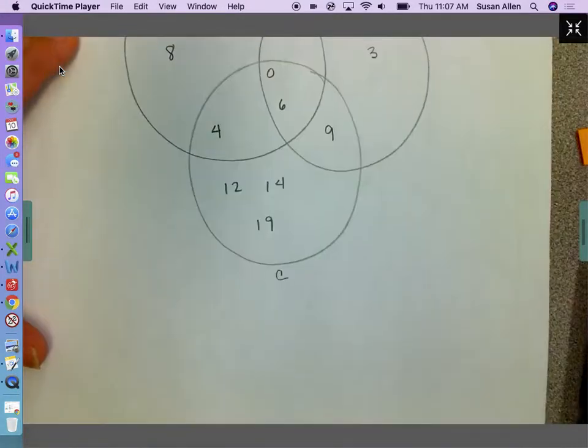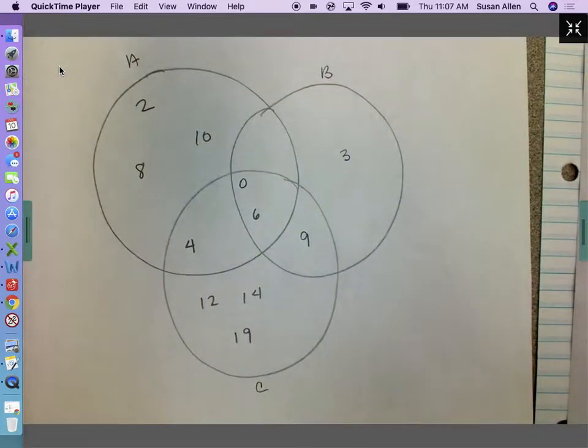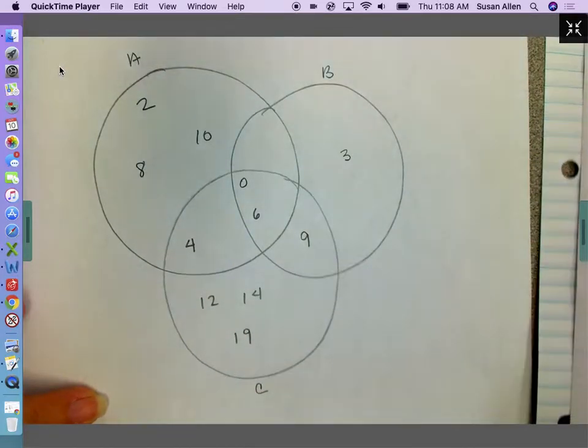So that's what I did. I created a Venn diagram of all the elements in sets A, B, and C. And you can see the only elements that overlap are 0 and 6.